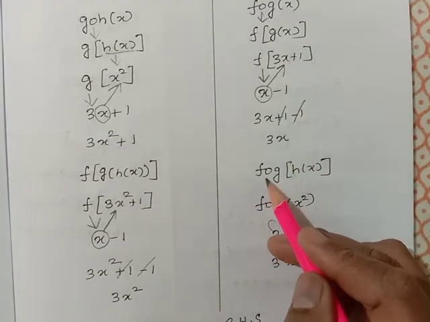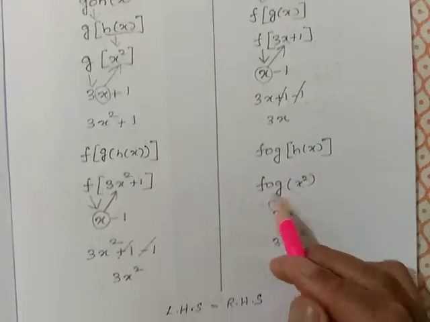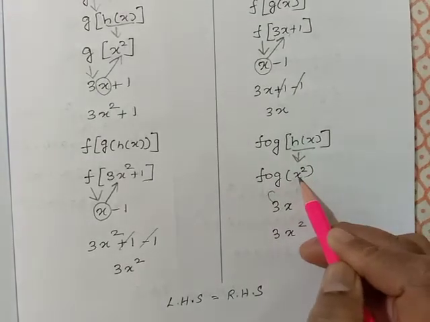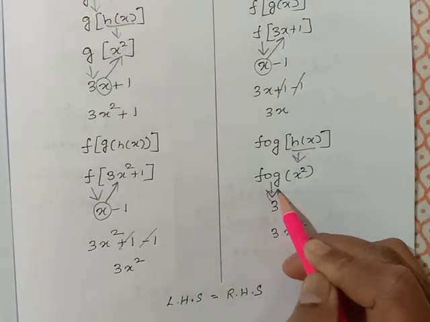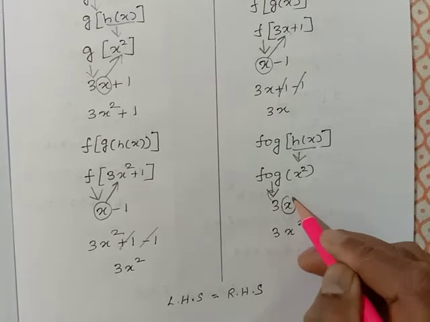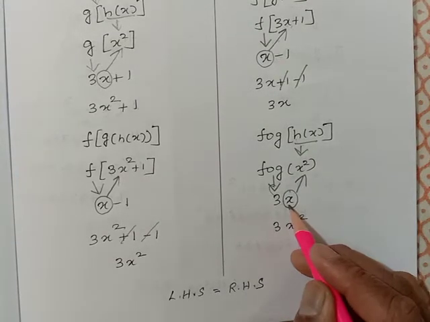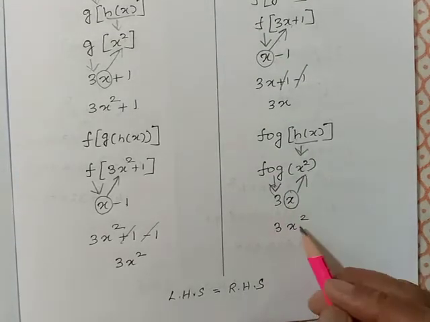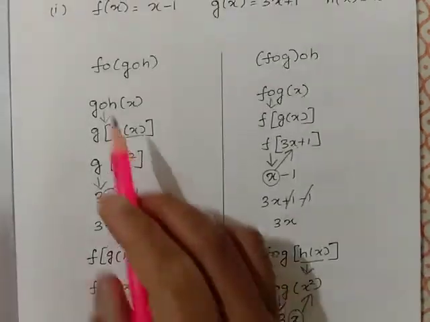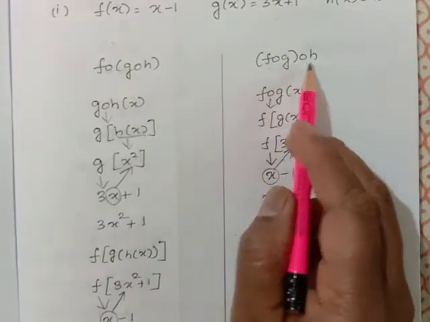Now we have f of g of x. Now we'll find the whole term. F of g of the inner value, which is x square. Now let us substitute the outer value. In the place of x we should write x square. So 3 I have written as it is, and in the place of x we have written x square. So here the left hand side is equal to the right hand side. Therefore (f∘g)∘h equals f∘(g∘h).